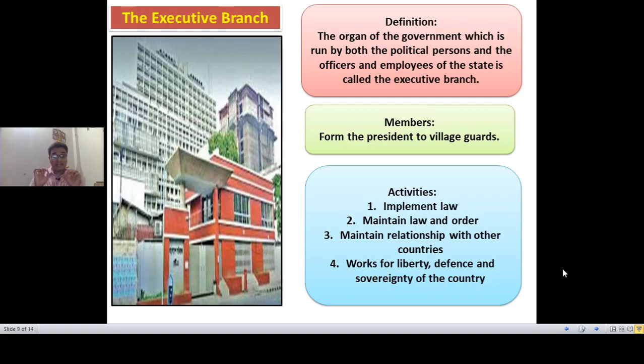So dear students, I think you have clear idea about sovereignty. Sovereignty means the supreme power of the state by which a state can run itself without the domination of other countries. The executive branch tries to ensure the sovereignty of the country. So dear students, that's all about the activities of the executive branch, and this topic is highly important for creative question.